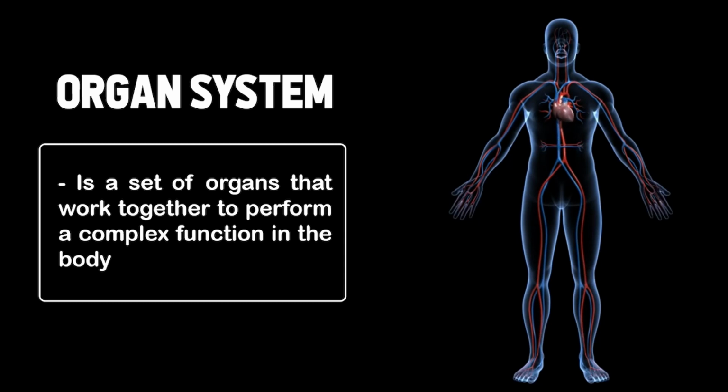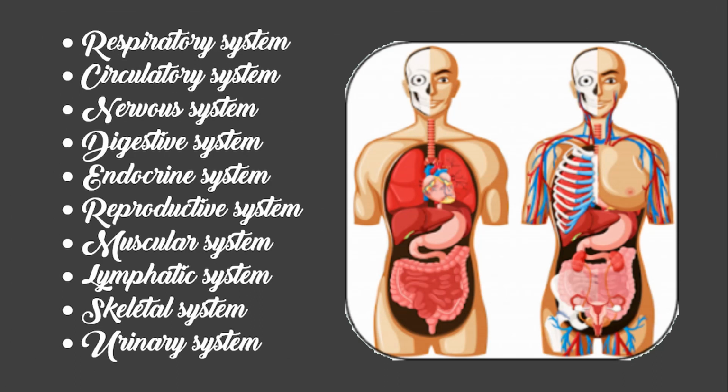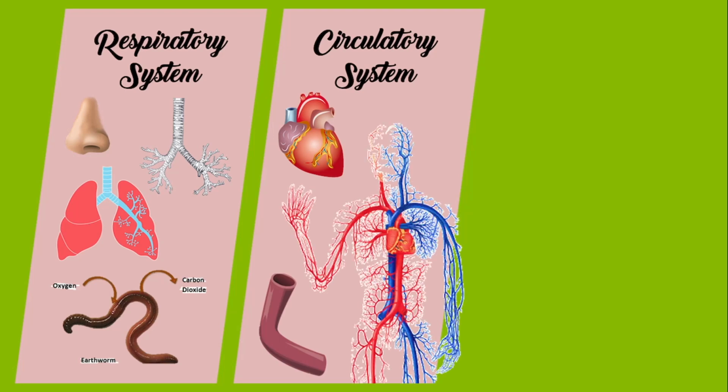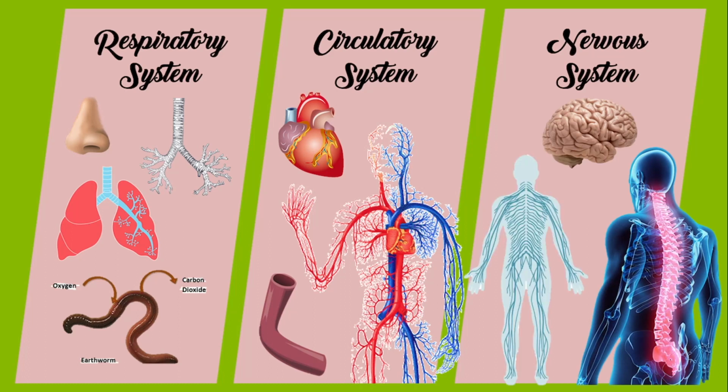Let's take a look at the list of the different and unique organ systems of some animals: the respiratory, the circulatory, the nervous system, the digestive system, the endocrine, the reproductive system, the muscular system, the lymphatic, the skeletal, and the urinary system. Respiratory system is primarily composed of nose, trachea, lungs, and skin. The organs under circulatory system are heart, blood vessels, and veins. Brain, spinal cord, and peripheral nerves compose the nervous system.